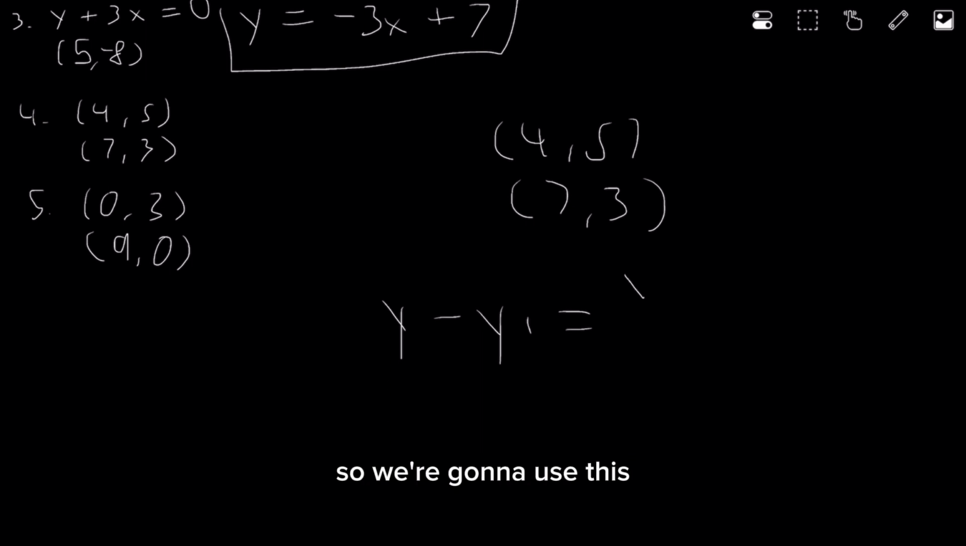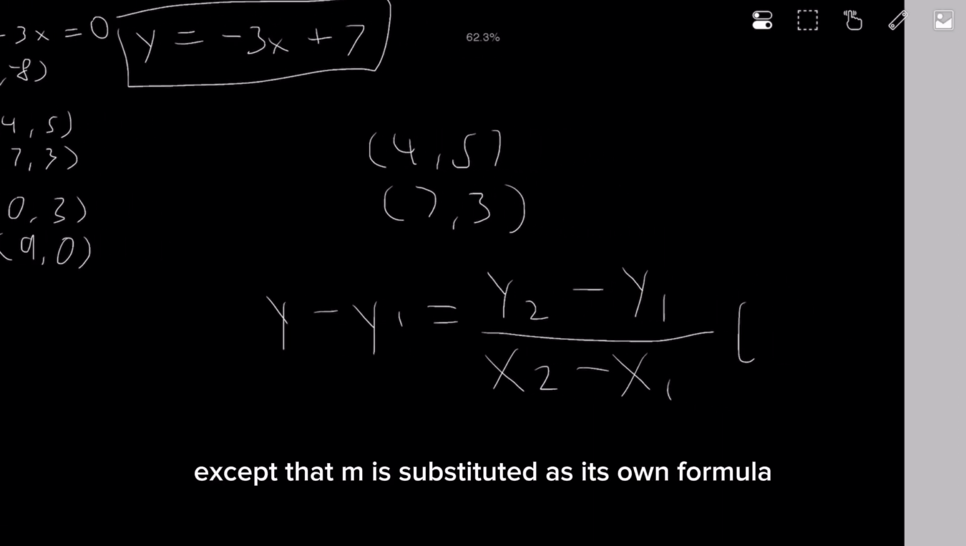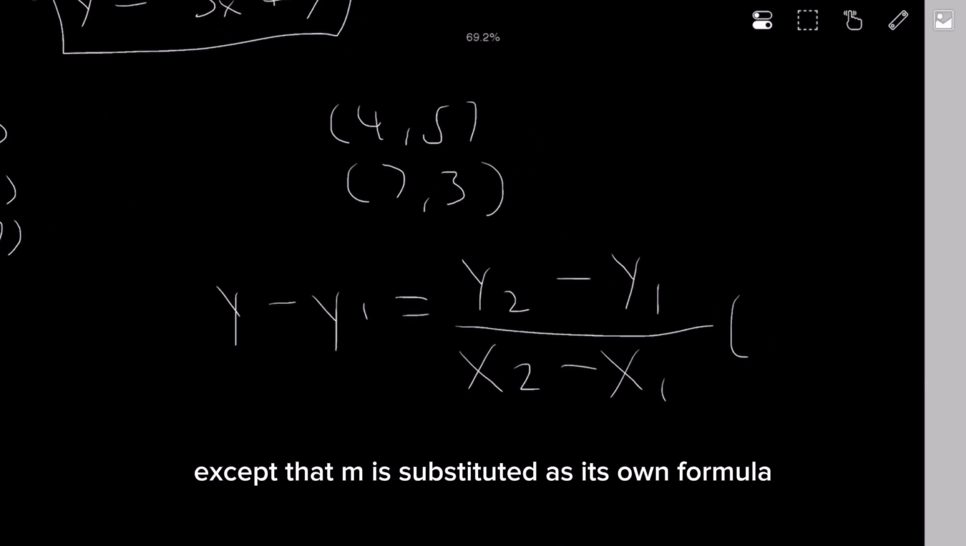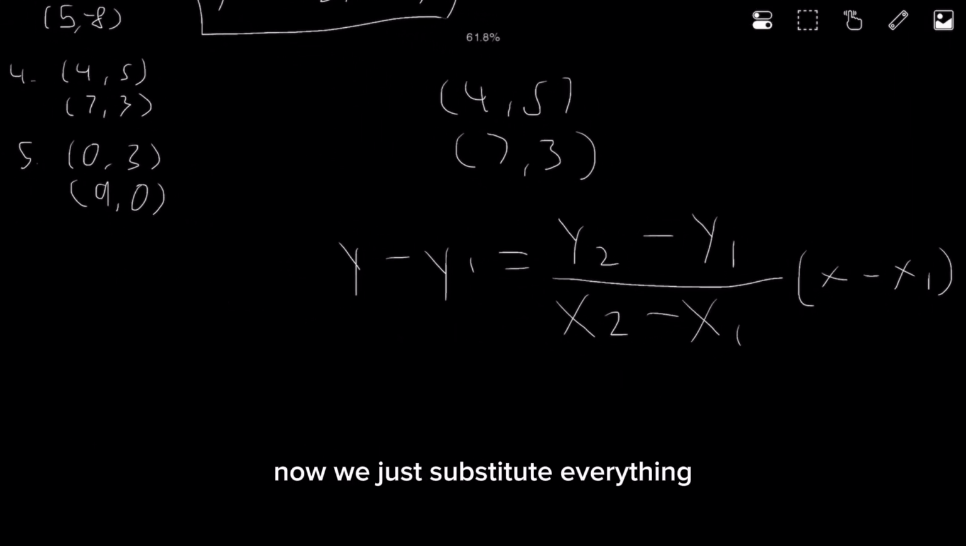So we're going to do it this way. This one's a bit harder, but who cares? We're doing it. This is the point slope form of a line, except that m is substituted as its own formula. So x minus x sub 1, of course. Now we just substitute everything. We get y minus y sub 1.